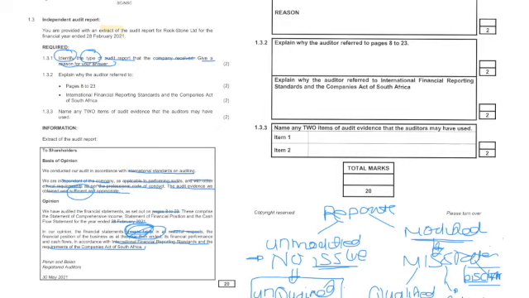So you go to your answer book, and for the type of report, you will then write unqualified report. Then your reason would be because they said that it presents fairly.